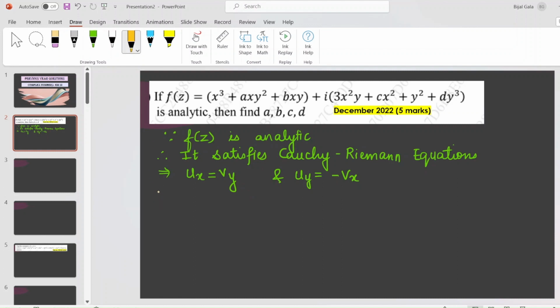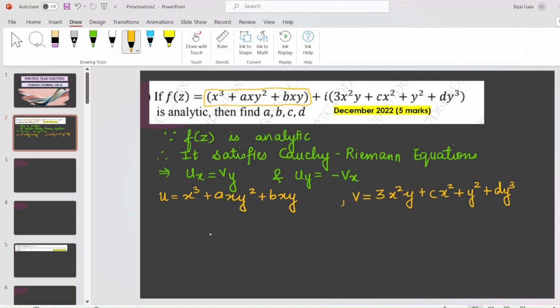When I say ux, before I start with ux or uy, I need to first find u and v. So let's understand, u is the real part of f of z and v is the imaginary part. When I say real part, it will be the term which is without i. You can observe the question here. This is the term without i in the question. So let's write it down here as u equal to x cubed plus axy squared plus bxy. V is the term which is attached with i. So 3x squared y, cx squared y squared and dy cubed.